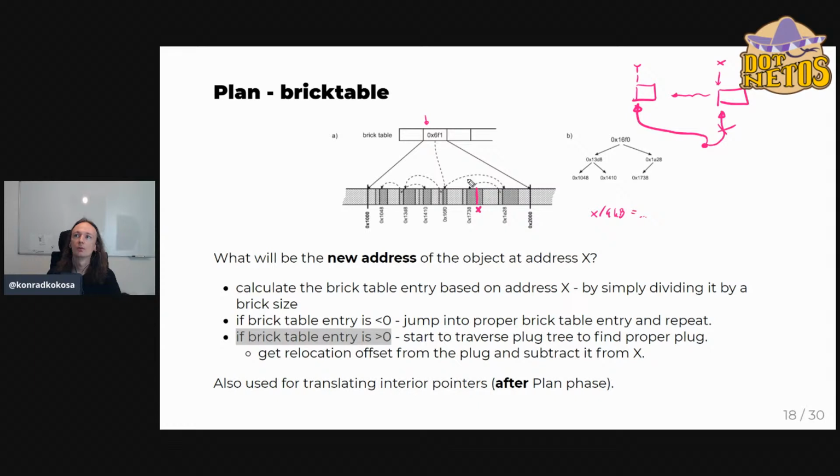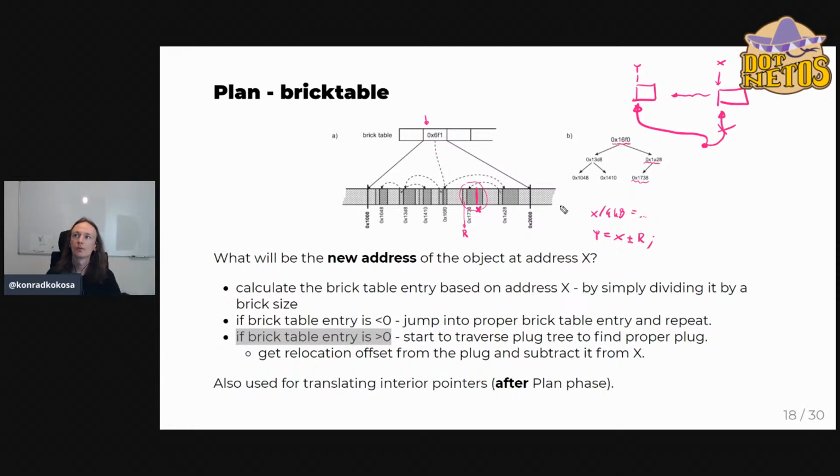We start from the root, because we always need to start from the brick table entry, and then we jump to the right, but we see that this plug is too far, so we jump to the left, and we see that we are inside the plug that contains our address. So this is the plug we are interested in, and we take a relocation offset from our plug info, which is just a number, let's call it R, and our future address will be simple: our old address minus, or plus, depending on how we store it, the relocation offset.